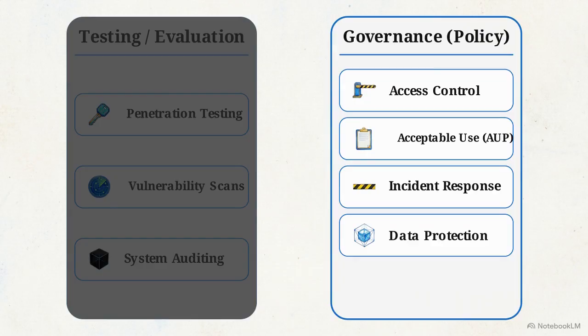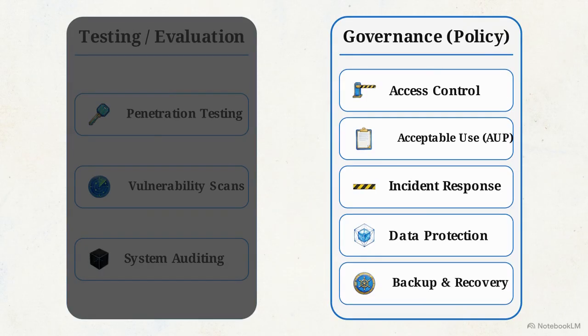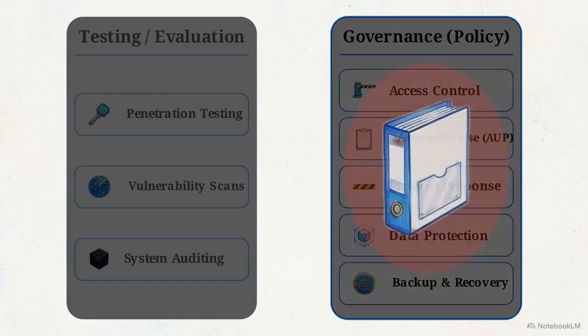Fourth is the data protection policy. It mandates the specific encryption and storage mechanisms required to maintain data confidentiality and integrity. Finally, the backup and recovery policy. This dictates the disaster survival procedures, ensuring compromised or destroyed data can be restored from secure, isolated copies.